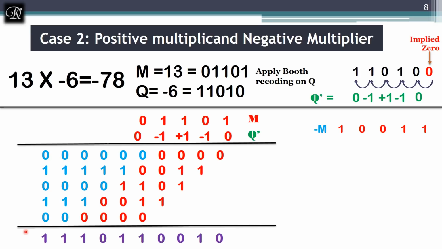If there are more than 2n bits, you need not worry, ignore all the remaining bits whatever it generates. So this is the negative 78. We know what 78 is from the previous discussion, positive 78. If you find the 2's complement of that, you will get the answer, it's a negative 78. This is what negative 78 is.